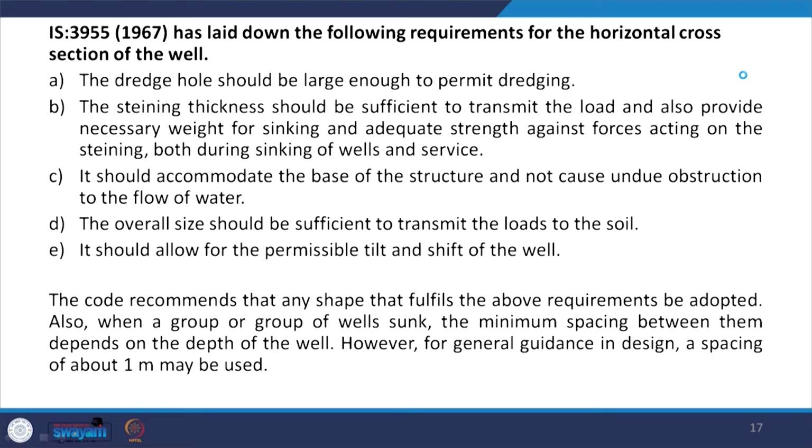Also, when a group of wells is sunk, the minimum spacing between them depends on the depth of the well. So, when you are sinking more than one well together, there should be some minimum spacing between 2 wells, and for general guidelines in design, a spacing of about 1 meter may be used. So, the minimum recommended spacing between 2 wells is 1 meter, and this should be a clear spacing between the 2 wells.